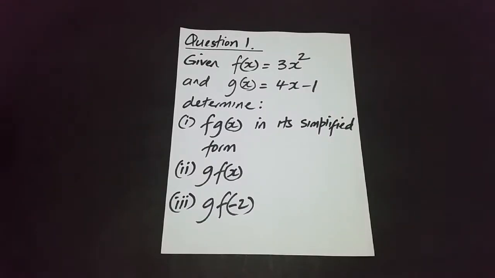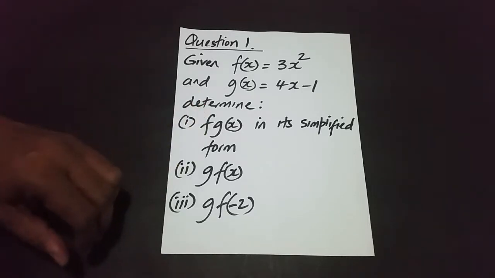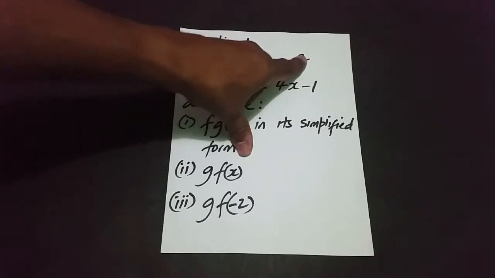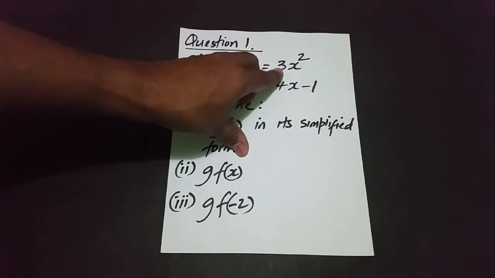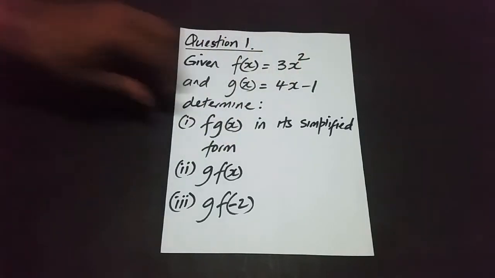Alright guys, once again we're continuing with composite functions, and remember in some textbooks you might not see composite functions, you might see compound function. So composite is the same thing as compound. And we're going to be taking a look at a question that involves an index higher than 1 for x. In this particular case we have 3x squared.